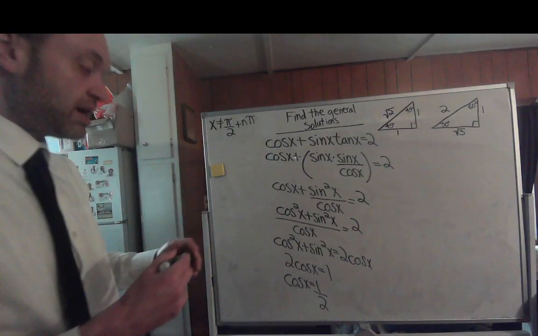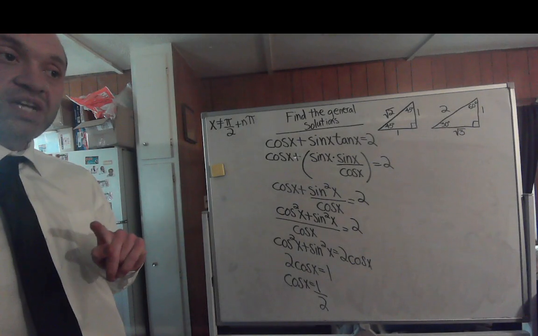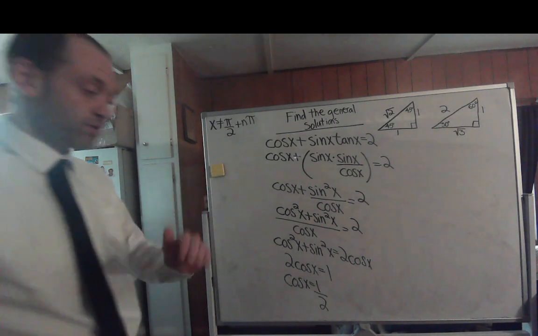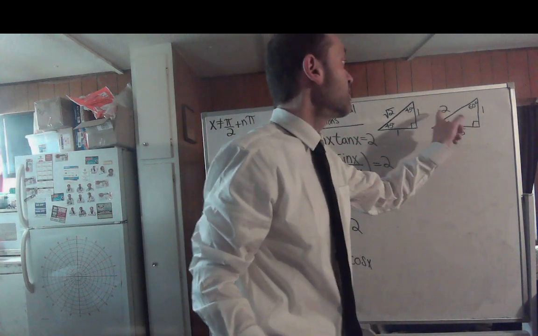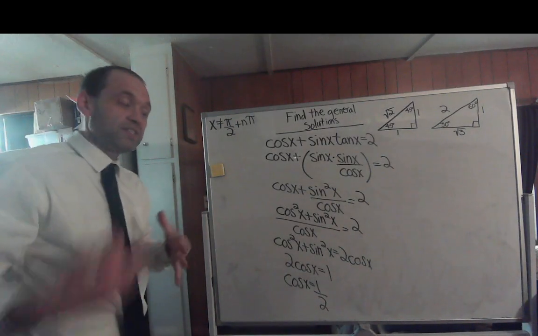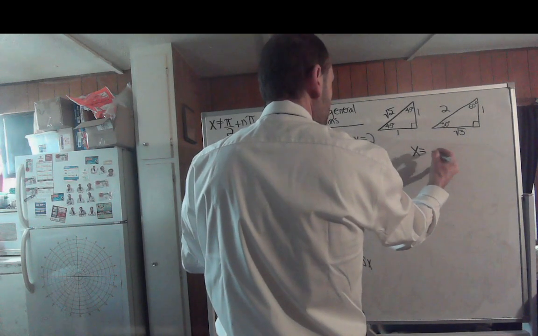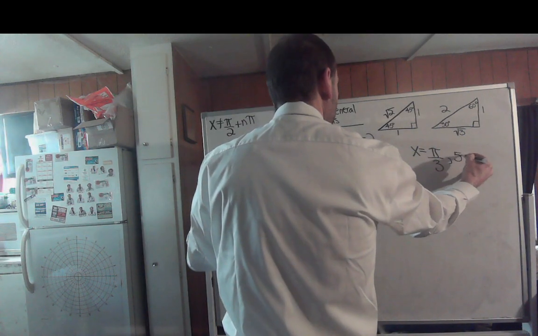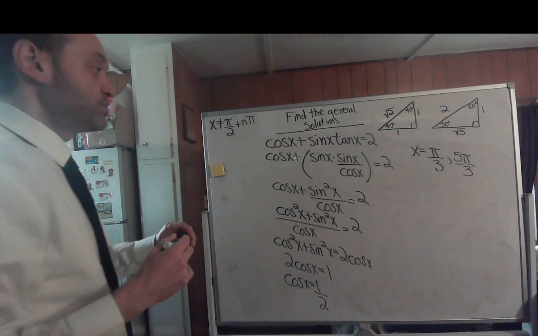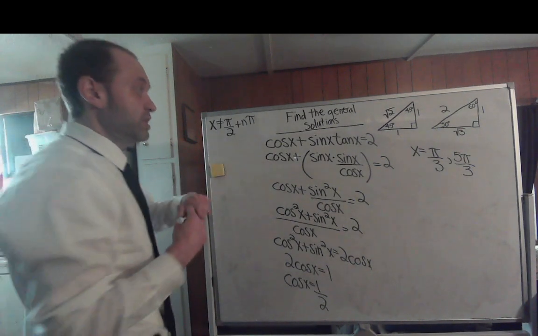Since we have a positive 1/2 for the cosine, where's the cosine positive? In the first and fourth quadrants. So the cosine of 60 is 1/2. So this will be a 60-degree reference angle. That's going to initially give you that x equals pi over 3 and 5 pi over 3. But we do have to check for extraneous solutions here. Put these into the original equation.